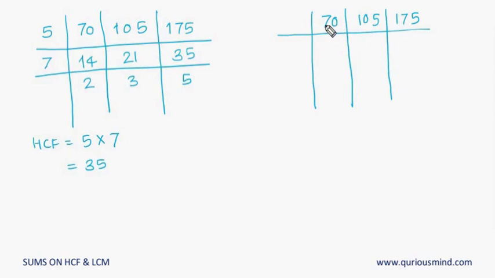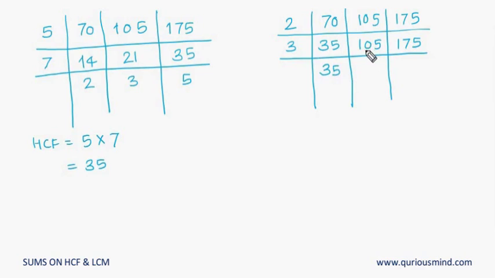2 is a factor here, so we'll start with 2. 2 is a factor here, so 235. These numbers will remain as it is. Now 2 is not a factor of any of these numbers. So let's see 3. Is 3 a factor of this? No. Here, yes, 3 is a factor of 105. So let's take 3. So 3, 35, because 3 is not a factor of 35, 35 comes down as it is.